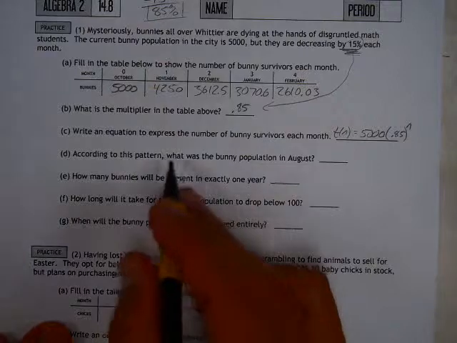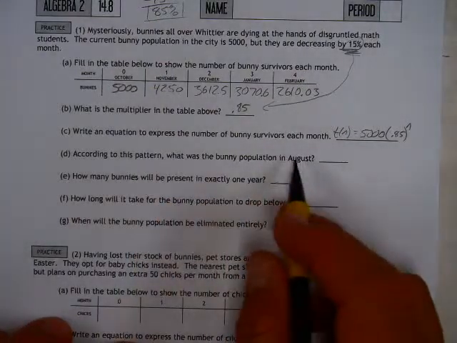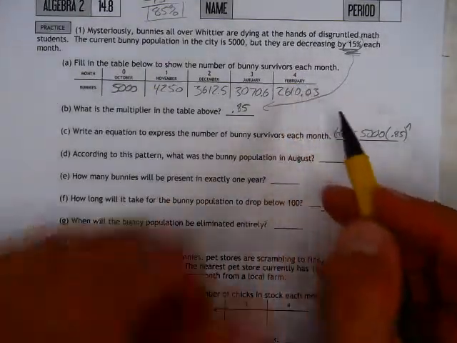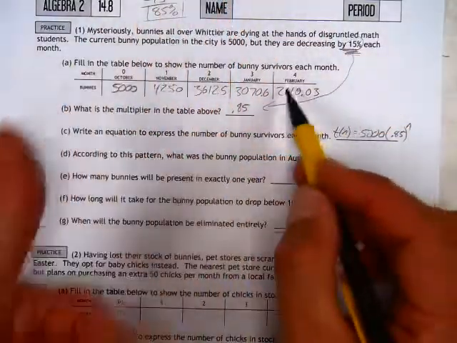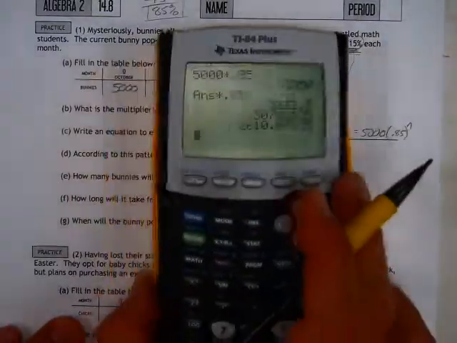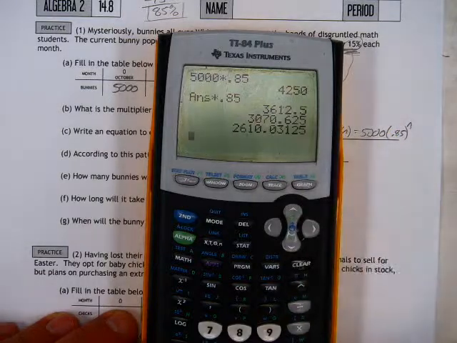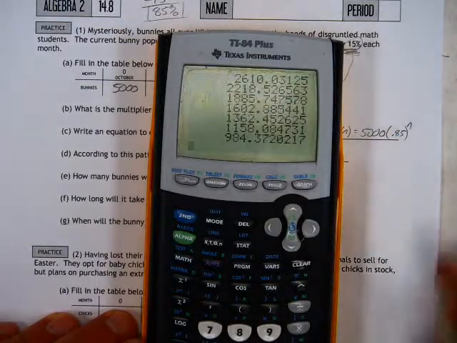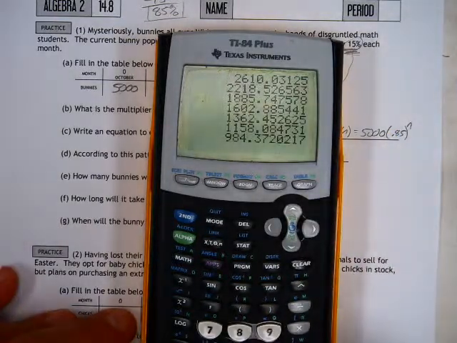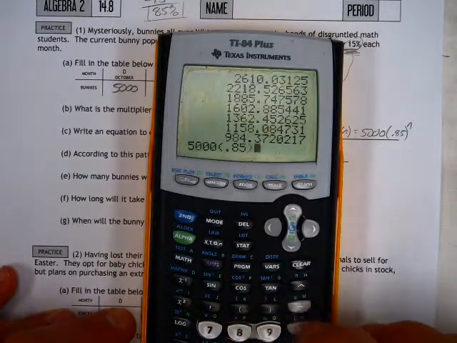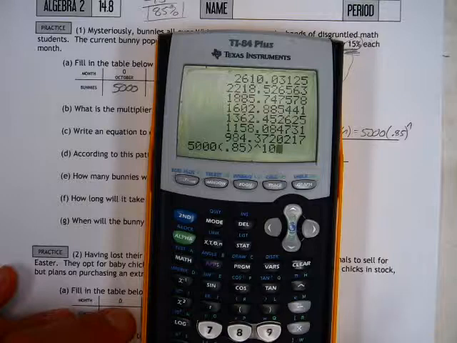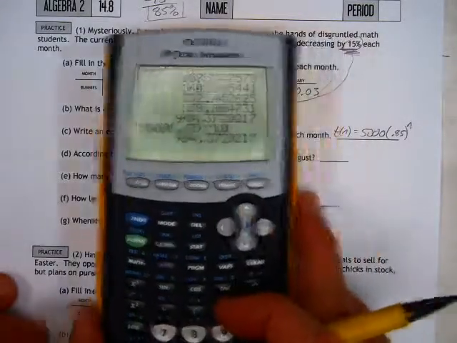According to this pattern, what's the bunny population in August? Well, February, March, April, May, June, July, August. That's 6 months after that. So it's a total of 10 months down the road. So if I use that equation, I can either count 4, 5, 6, 7, 8, 9, 10, or I can plug in 5,000 times 0.85 raised to the 10th power. Bada bing, bada boom.